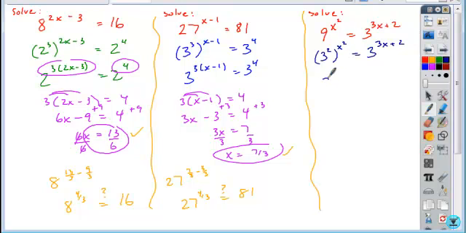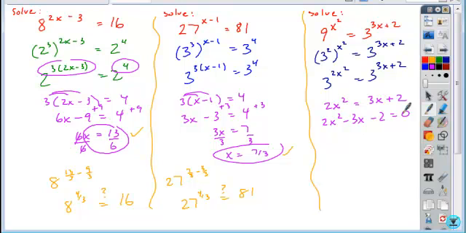Apply the power to a power, we multiply. So 3 to the 2x squared equals 3 to the 3x plus 2. Equate our powers here. So 2x squared is going to equal 3x plus 2. And solve the resulting equation. It just so happens this turns into a quadratic equation with multiple terms with variables. So move everything to one side. Subtract a 3x and subtract a 2.